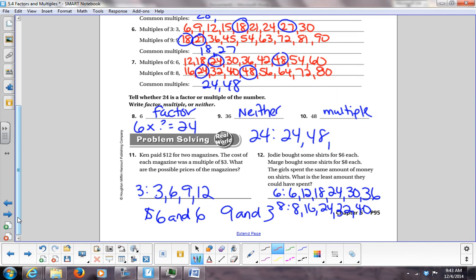Alexa. Yep. You see 24 and 24? Jessica. 24. That is my least common multiple, so that is the least amount of money they could have spent.